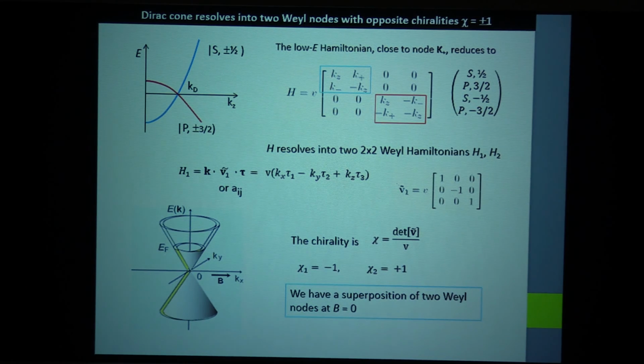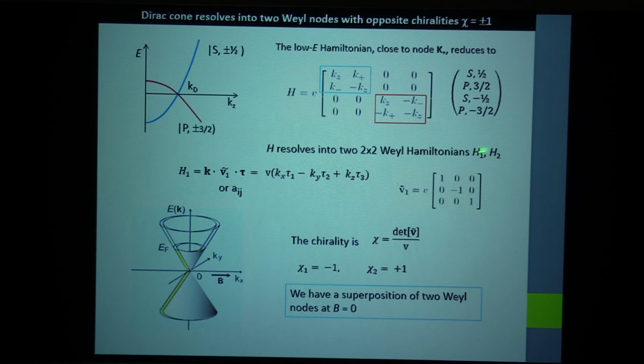Now, if you look at the simplified version of the Hamiltonian, so basically I'm taking the IOP Hamiltonian and moving very close to one of the nodes. So to leading order, you find that all the terms vanish, and what this 4x4 Hamiltonian boils down to are two Weyl nodes, right? So this is now written in the representation of the S and P states with the spin 1/2 and spin 3/2.